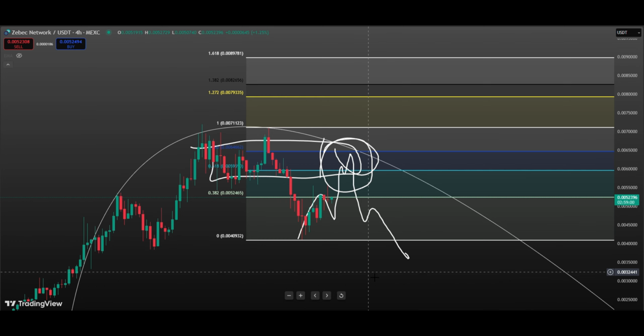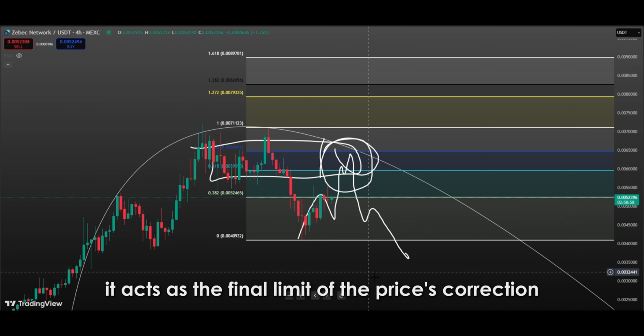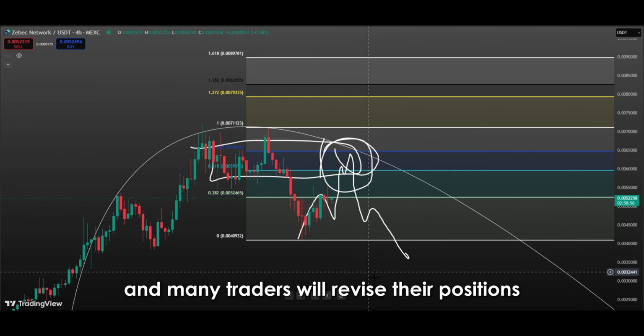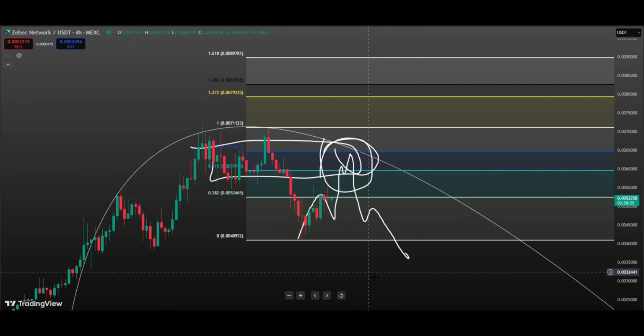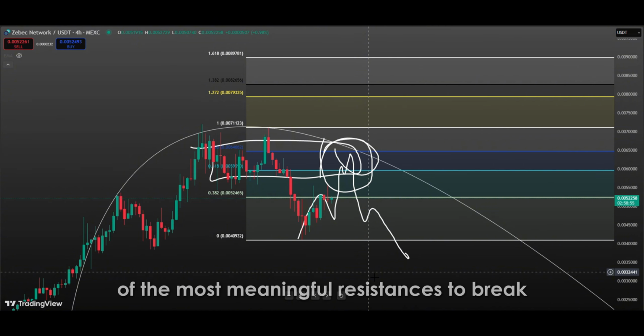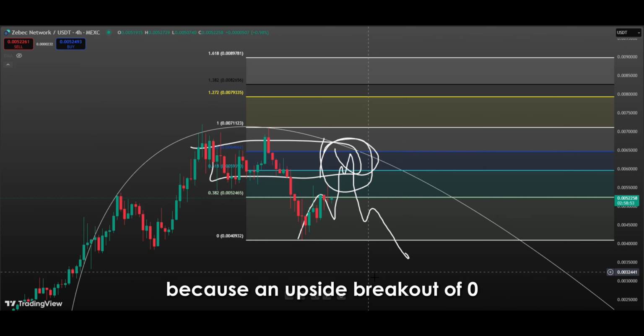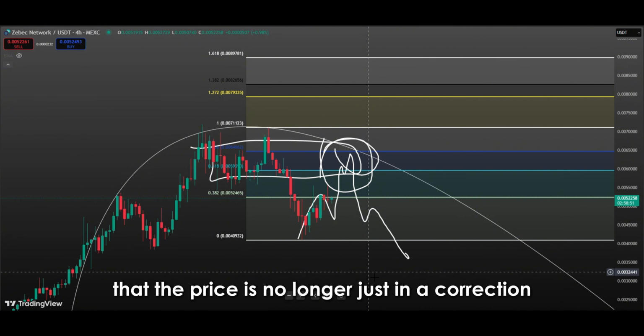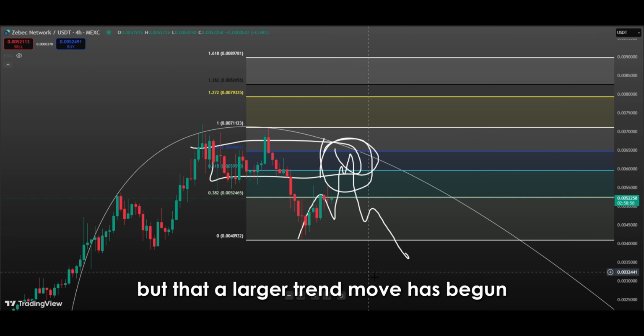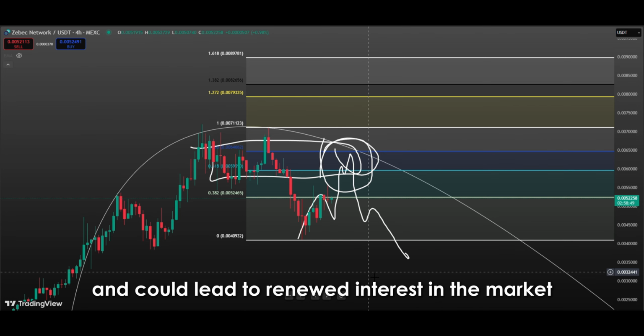The 0,786 Fibonacci level is usually considered as the last resistance. It acts as the final limit of the price's correction from the bottom, and many traders will revise their positions if it is reached. However, this level is also one of the most meaningful resistances to break, because an upside breakout of 0,786 could indicate that the price is no longer just in a correction, but that a larger trend move has begun. This breakout would reassure investors and could lead to renewed interest in the market.